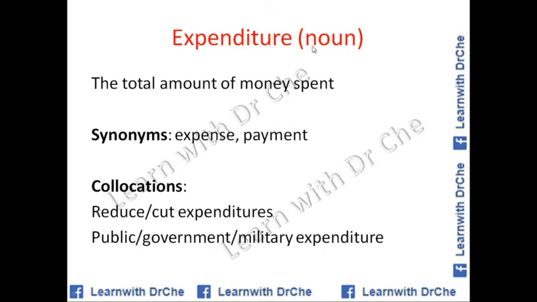Expenditure. Expenditure is a noun, and this is the total amount of money that is spent. Synonyms can be expense or payment. Expenditure means to expense, to make a payment. Collocations that we use with expenditure are to reduce expenditures, to cut expenditures. Other collocations are public expenditure, government expenditure, military expenditure, the amount of money they spend.